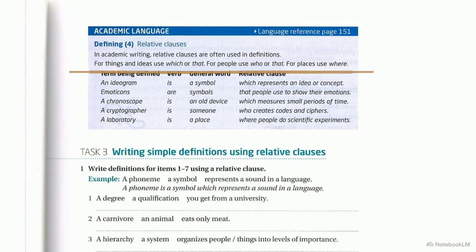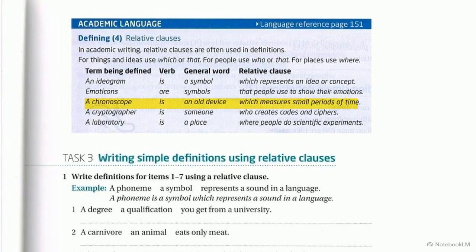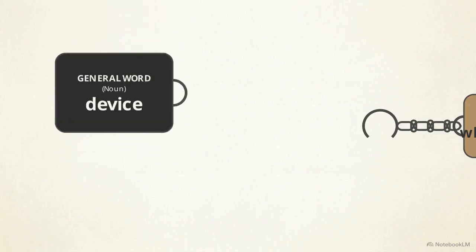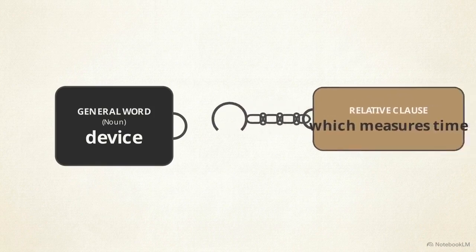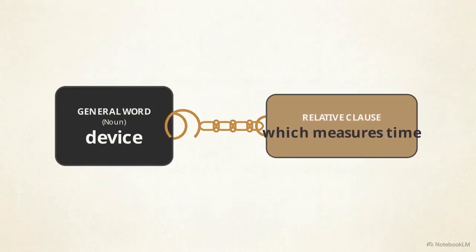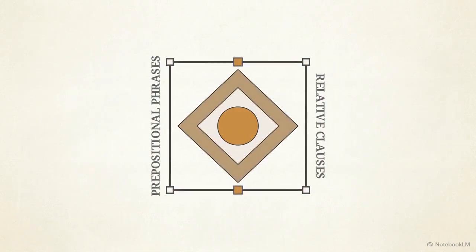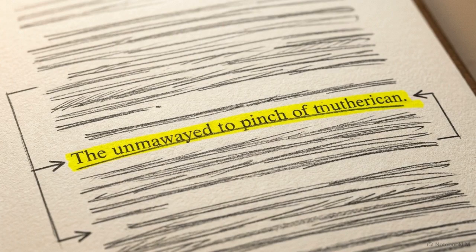This next table shows how pronouns like who, where, or which operate. To define a chronoscope, the text uses the general word device and immediately follows it with which measures small periods of time. A common trap for beginners is writing something like a chronoscope is when it measures time. That structure is grammatically incomplete. An academic definition requires that noun, the general word, to act as an anchor before you attach your relative clause. By deploying prepositional phrases and relative clauses, you set exact boundaries around abstract concepts. Your reader knows exactly what is and what is not included in your definition.